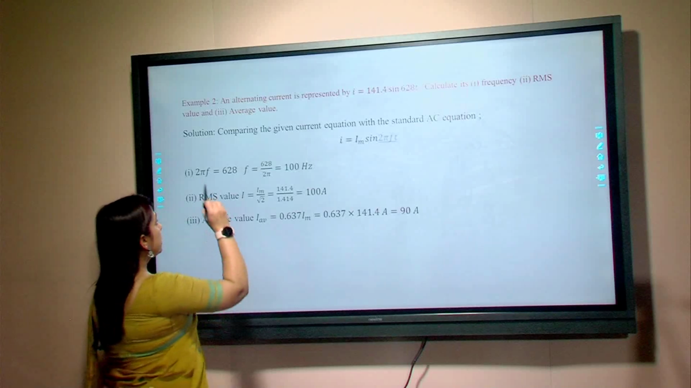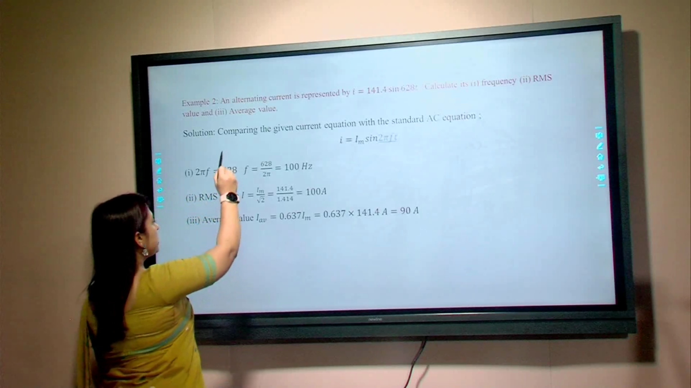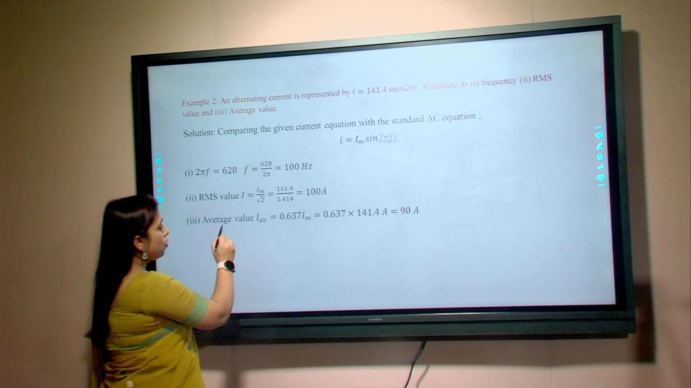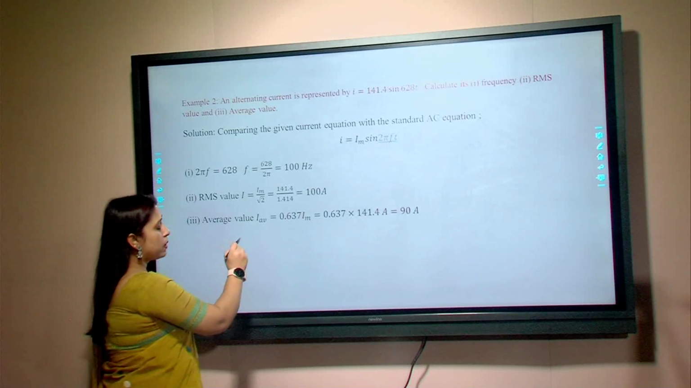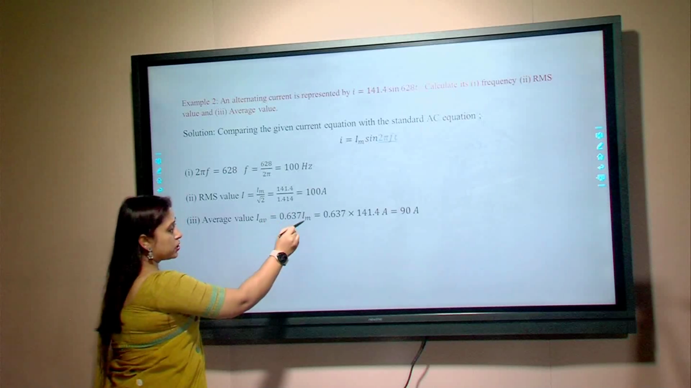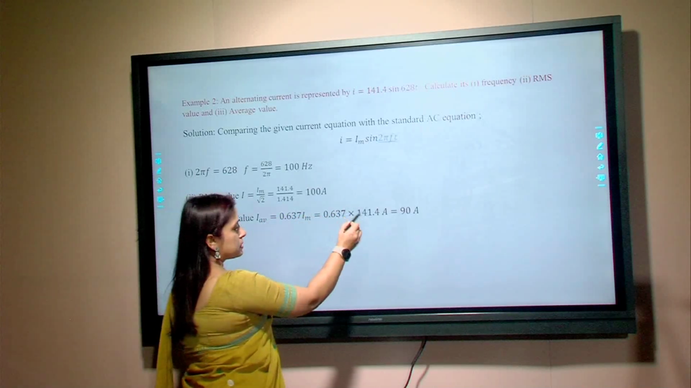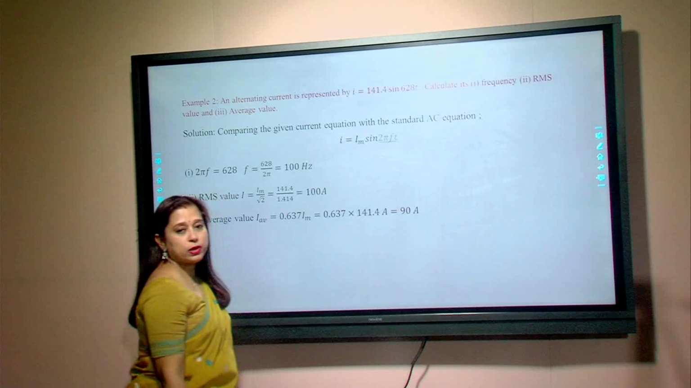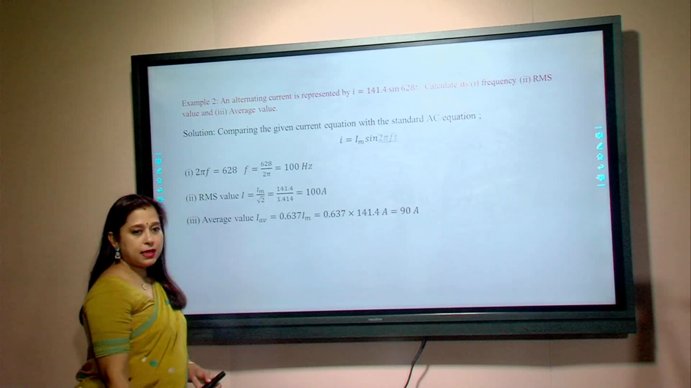The next value that we have to find is the average value. We know the relation between average value and maximum current, and from this relation, by putting the value for maximum current, we can find the average value of current to be 90 ampere.